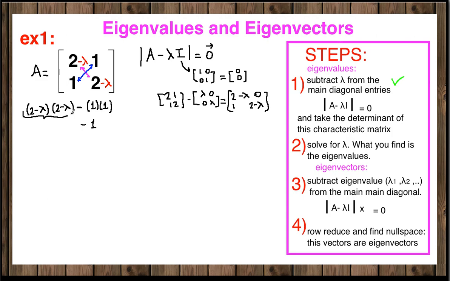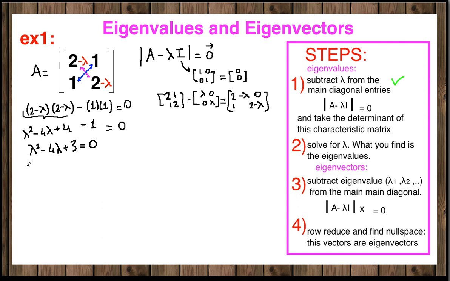If you FOIL here, distribute, you're going to get lambda squared. 2 times lambda is 2 plus times 2 is 4, which is going to be minus 4 lambda plus 4 equals to 0, which is 0 vector. And if you simplify, what you're going to get is lambda squared minus 4 lambda plus 3 equals to 0.